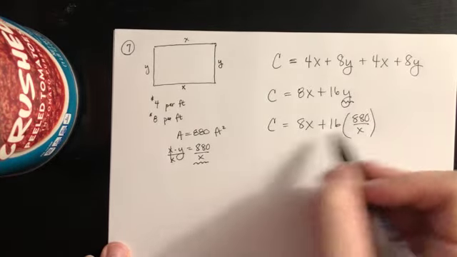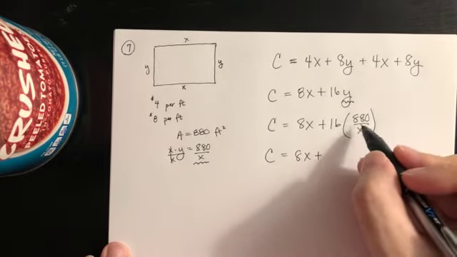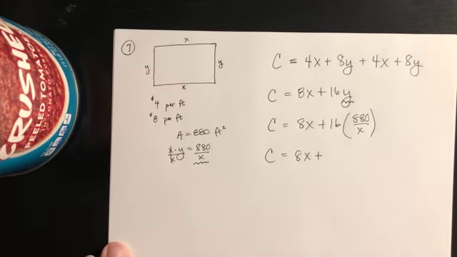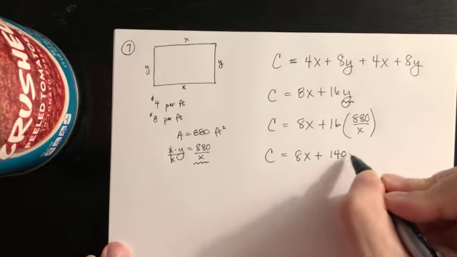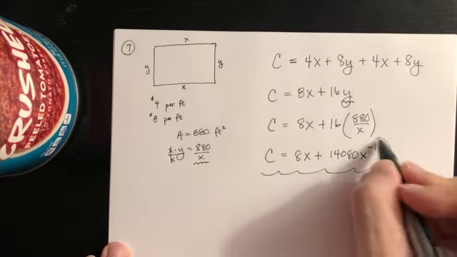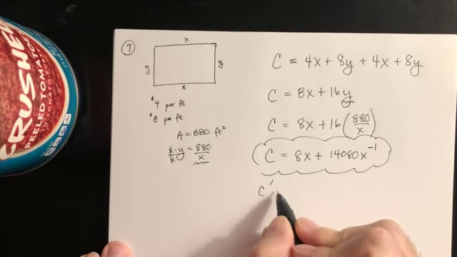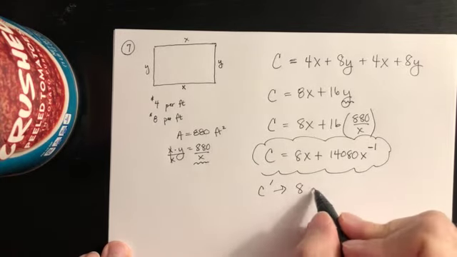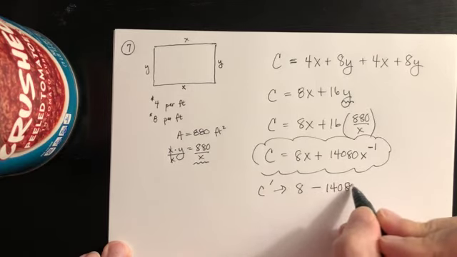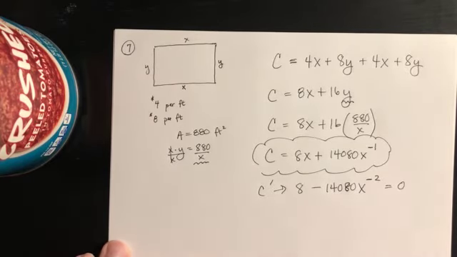Okay. And now I need to clean this up. 8x plus whatever 16 times 880 is. 16 times 880, 14080. And this is over x, but I'm going to write it as x to the negative 1 because I like that better for derivative purposes. Okay, so we're going to take the derivative, which is next. It's 8. Multiply down, we get subtract 14080 x to the negative 2.